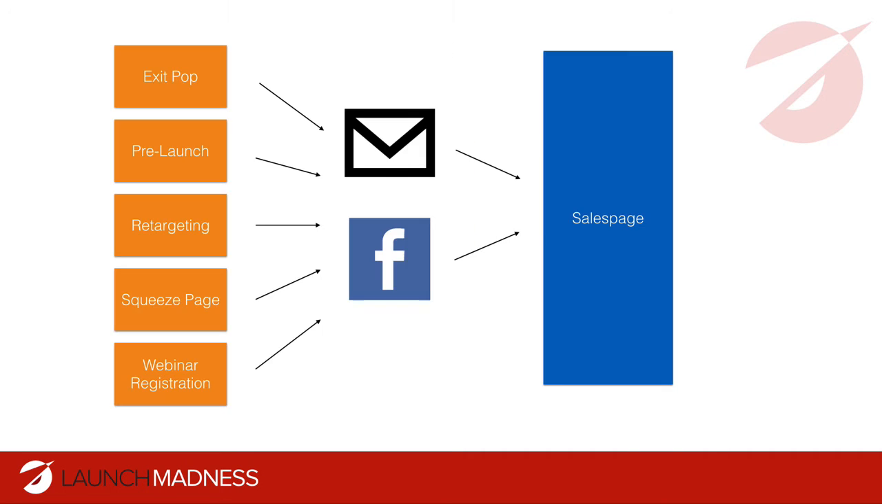Okay, so here's the overall goal. We have the exit pop, pre-launch, retargeting, squeeze page, webinar registration, right? We have all these different ways that we can collect the lead. Then from there, we have our email list, and in this example I'm showing Facebook, but it doesn't have to be Facebook retargeting. We tend to do a lot of Facebook retargeting, but you can do it through Google AdWords. You can do it through services like Fetchback or AdRoll, which have syndications of lots of different websites for retargeting.